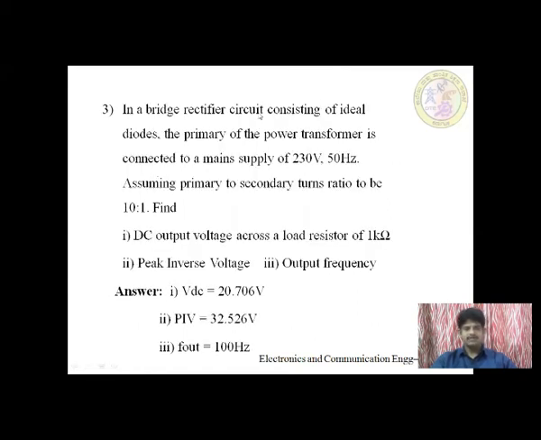In a bridge rectifier circuit consisting of ideal diodes, the primary of the power transformer is connected to a mains supply of 230 volt, 50 hertz, assuming the primary to secondary turns ratio to be 10:1. Find the DC output voltage across a load resistor of 1 kilo ohm. Second, the peak inverse voltage. Third, the output frequency. Here, ideal diodes means there is no internal resistance to consider.